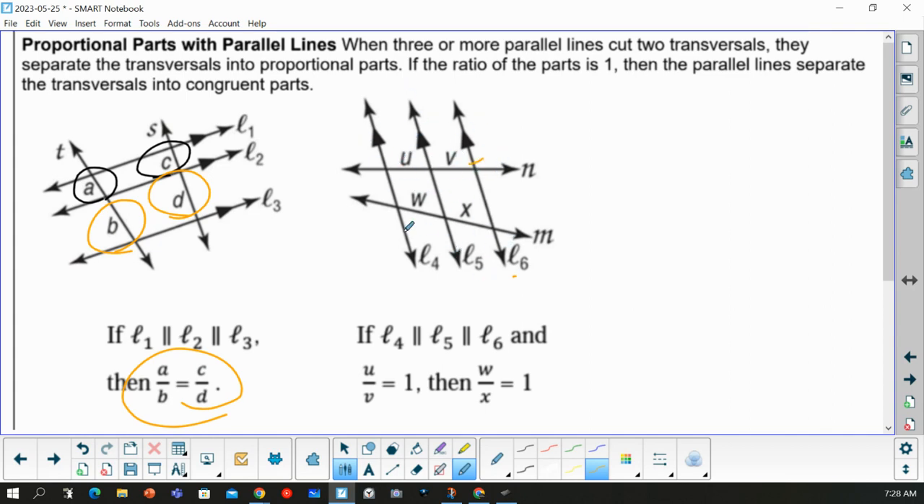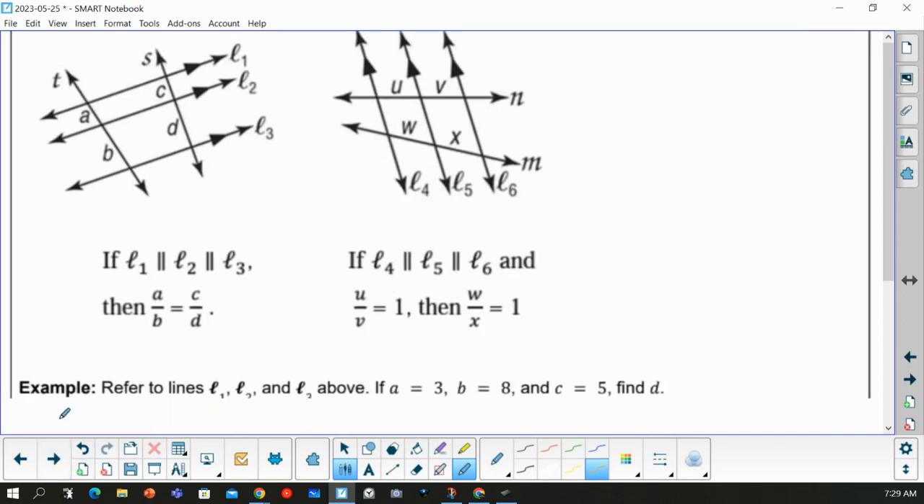U over V, W over X. If U over V equals 1, then W over X equals 1. This is just talking about, well, what if it's the same measurement here? Well, if it's the same measurement here as here, then this one's going to be the same, which is the same idea that's there. This is a fairly easy one to do.